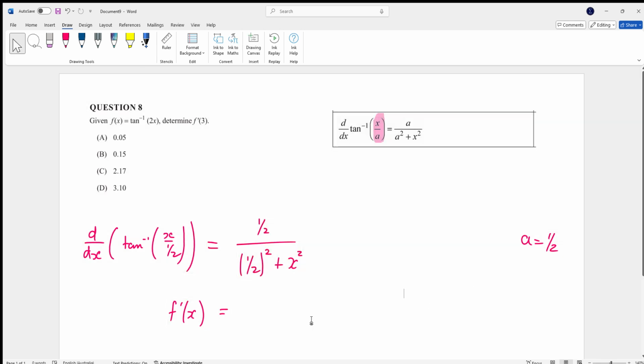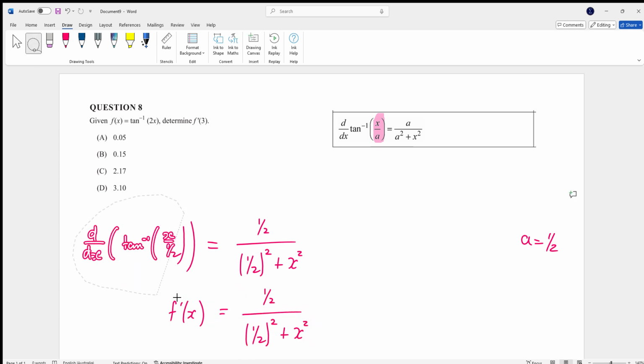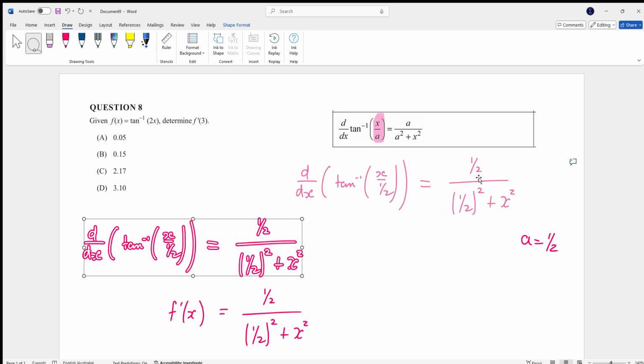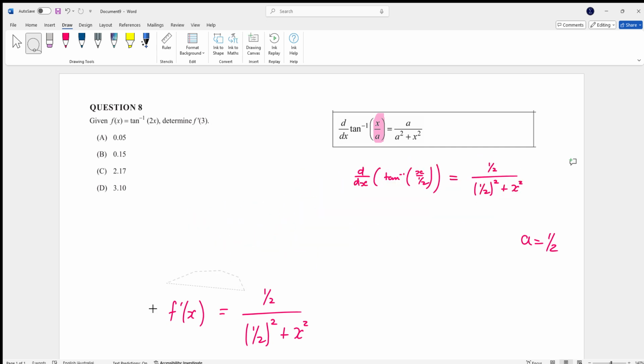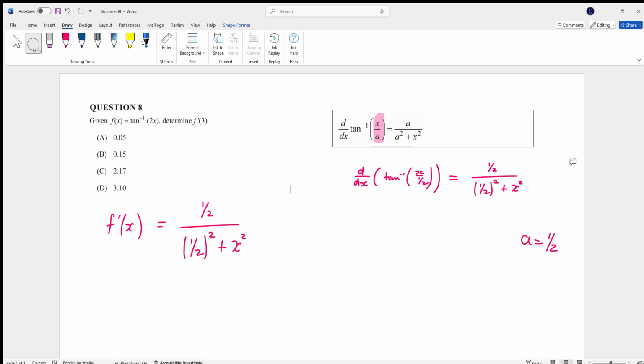Oh dear. Let's try that again. There we go. So that's f dash of x. Now I'll get rid of this stuff over to the side there. But that's the best way to do it with the formula sheet version of the formula. There is another one you can use, but it's not on the formula sheet.